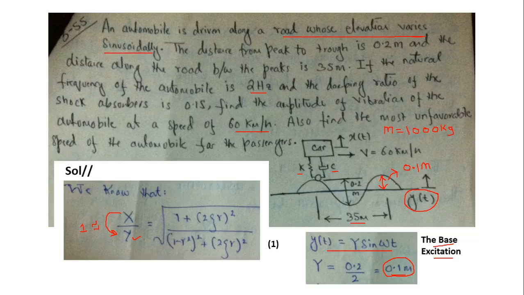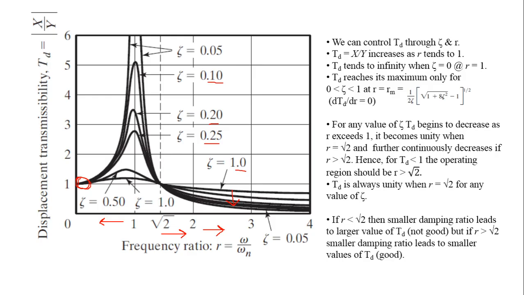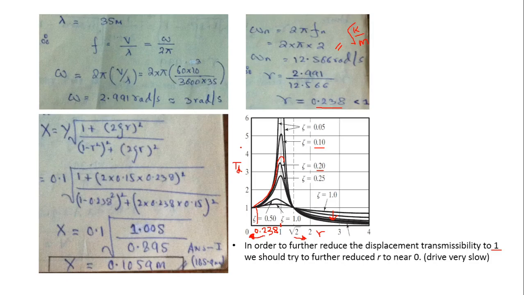But we have seen recently that if we increase the value of r, what will happen? The force transmissibility will increase. Okay, it can go beyond 1. It might reach a value higher than 1. Okay, so increasing r is not feasible. Therefore, we have to further reduce r in order to reduce this transmissibility of displacement.